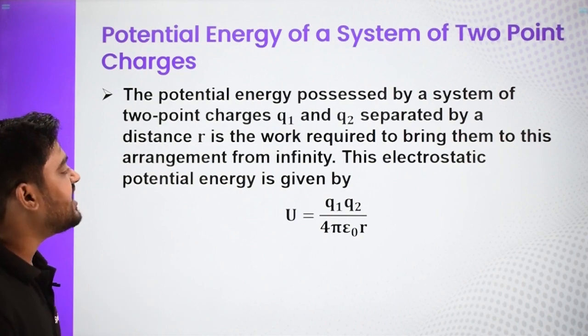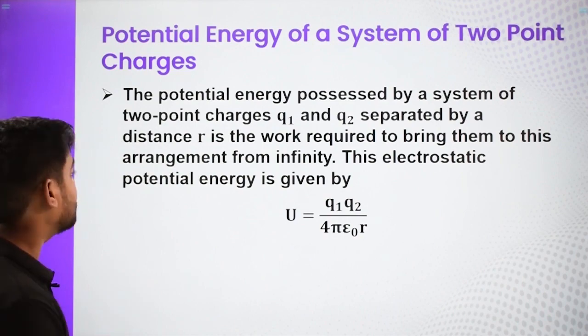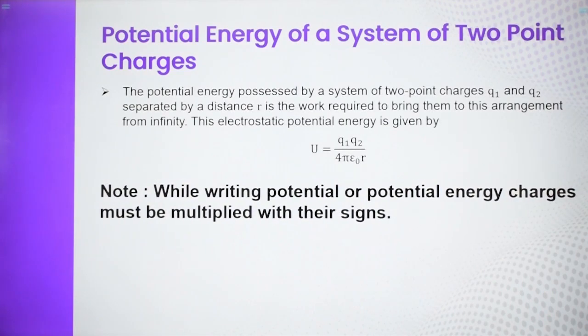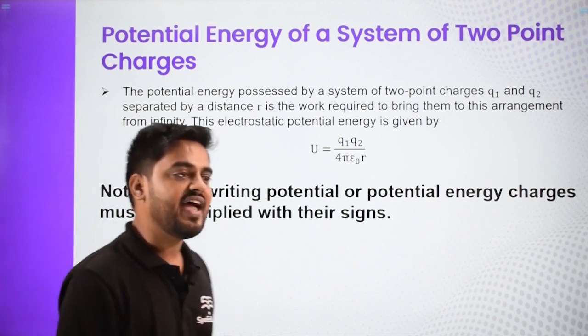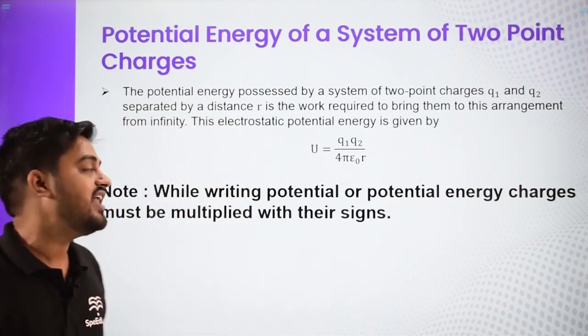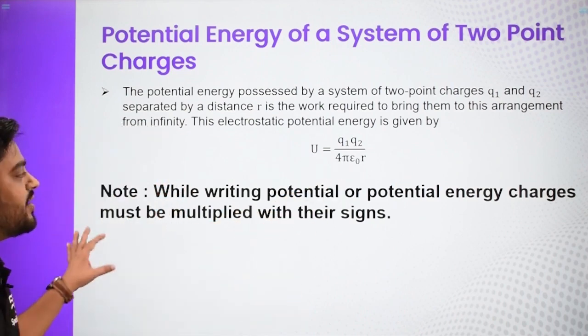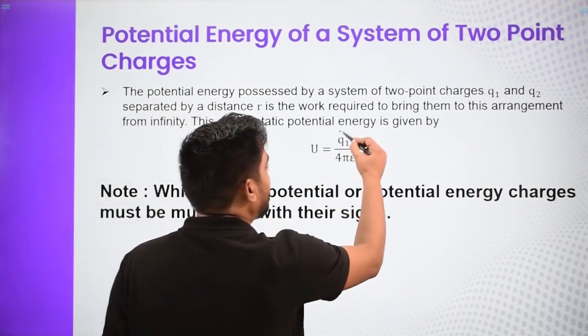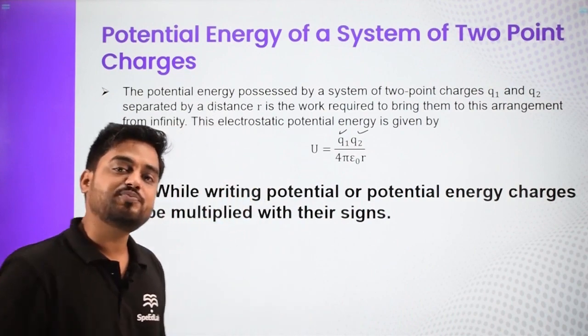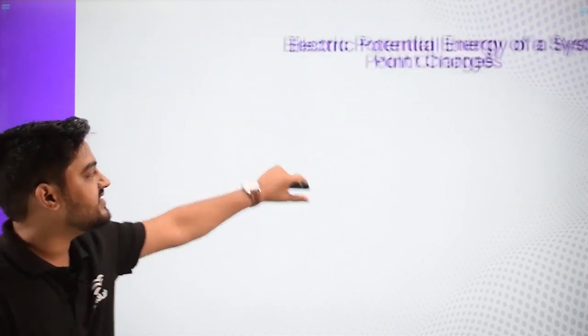So how do we calculate the potential energy? This is the energy spent while we are making the system. We'll discuss that later and rediscuss this point. While using the values of charges in this formula, you need to put them with their signs. Now let us discuss that in detail.